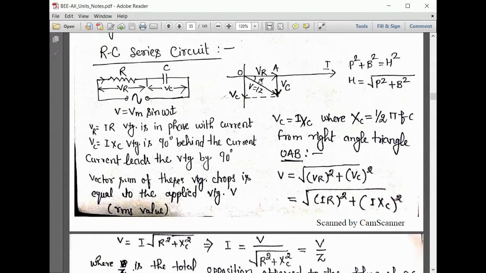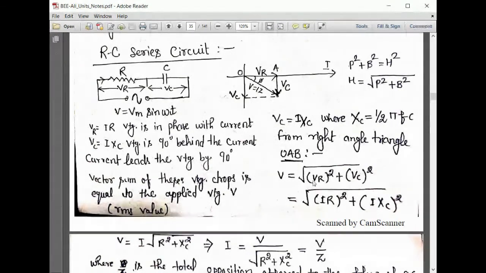series circuit. Okay, and we are drawing right here a perpendicular, and with the help of the Pythagoras theorem we can calculate all the values, as we have discussed in the previous sessions also. So this VC is equal to I into XC, where XC is equal to 1/(2 pi FC). From this right angle triangle, using the Pythagoras theorem, H is equal to under root of B square plus P square. We will put these values.